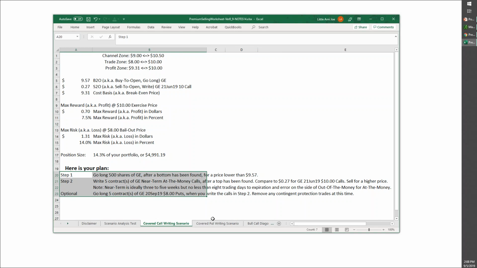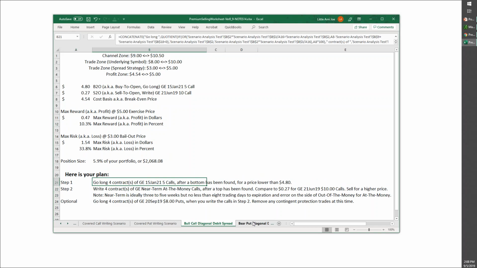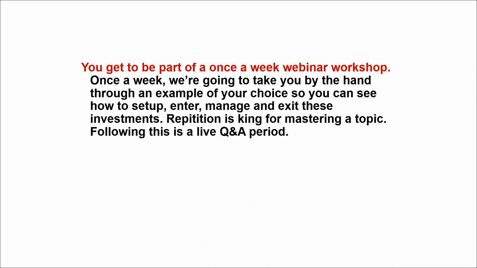Remember, we talked about the 4 different strategies: the covered call, the covered put, the covered call against a leap, the covered put against a leap. And it writes these plans for you that tell you exactly what to do. It makes it really easy.